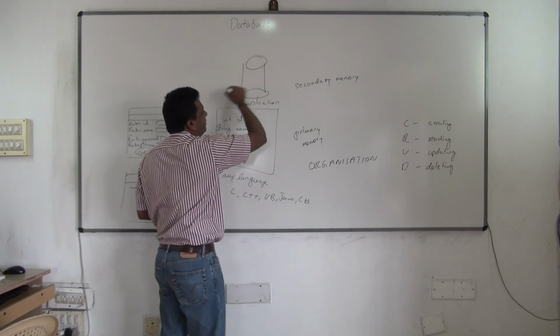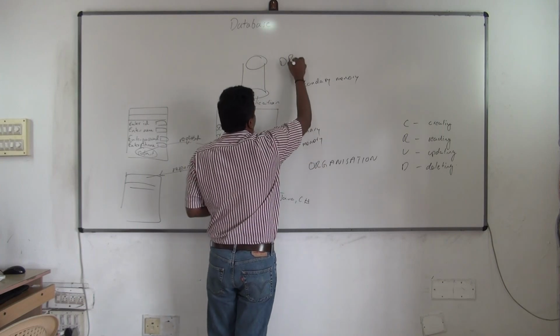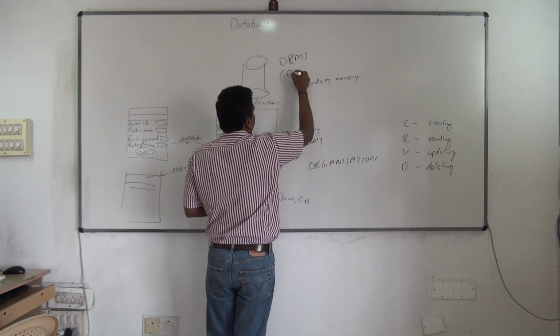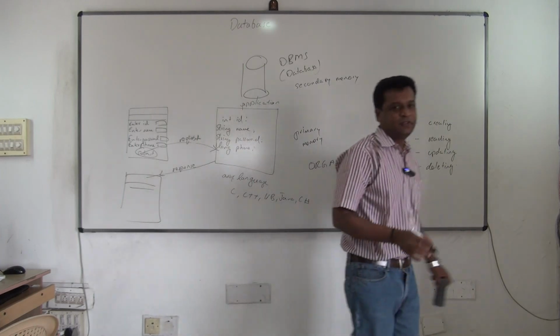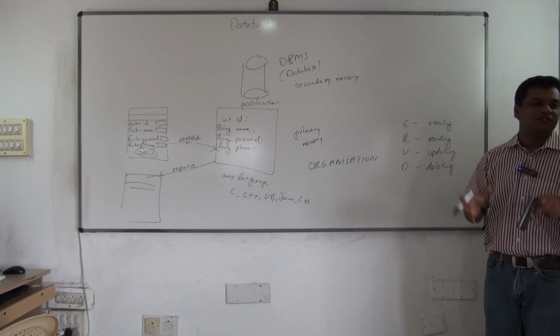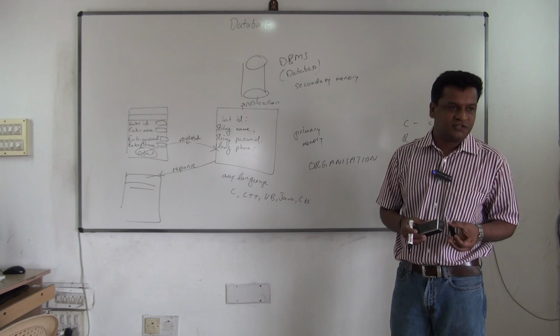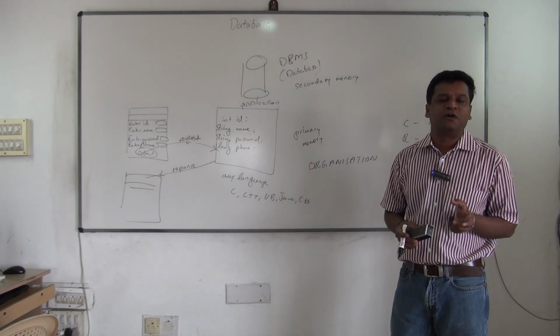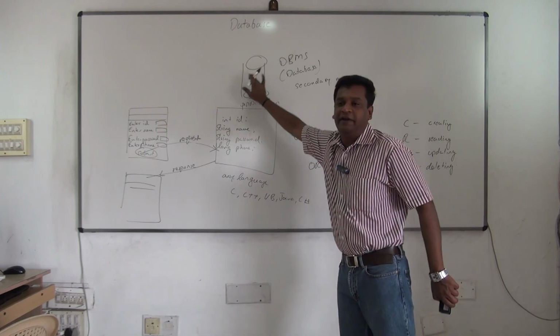The file system was replaced with a concept called DBMS, database management system. We'll see there's a big difference between a database and a database management system. We'll see what the difference is. So the file system was removed and a new concept was introduced, called the database management system. In the database management system, what will be there? They will have a database. So all the values will be saved in the database now.